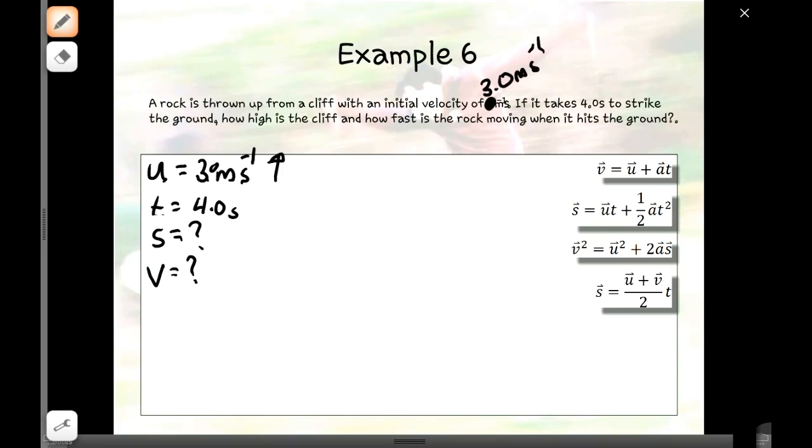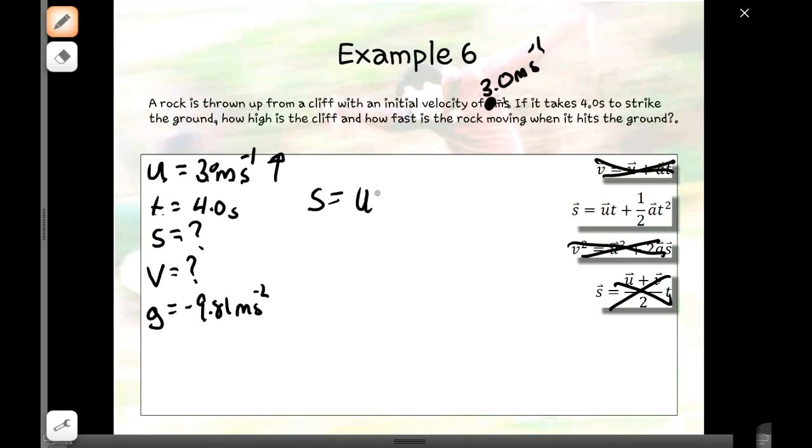So let's break this down into 2-part questions. We know that g equals negative 9.81 meters per second to the negative 2, and that means it's just 9.81 meters per second squared down. I'm looking for S. No S, the rest have displacements. Then I know the time. Here I don't know the final velocity, so these two are out. So I know everything in this equation, but I'm looking for S again. And so S equals u, my initial velocity times my time, plus half a t squared.